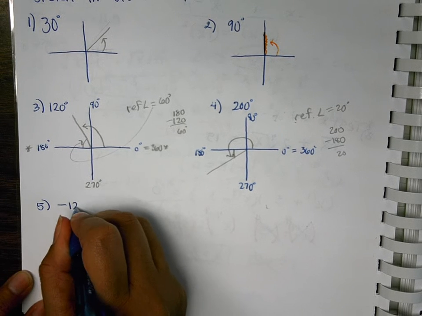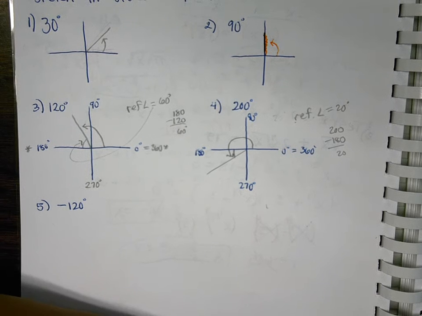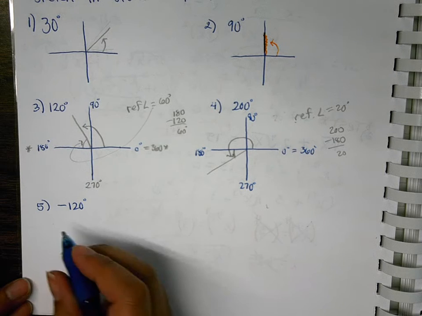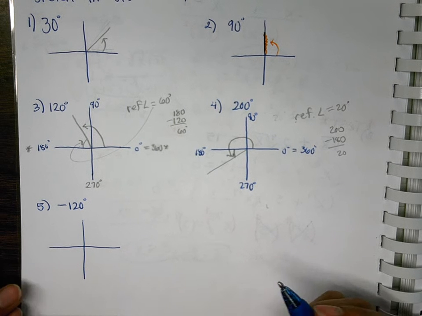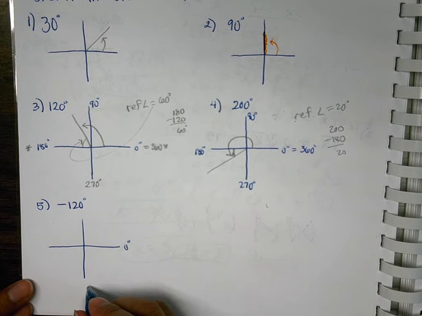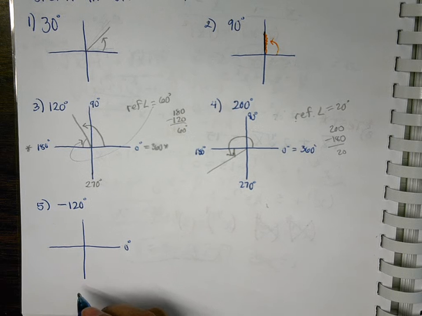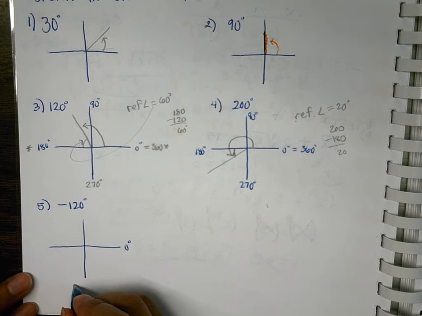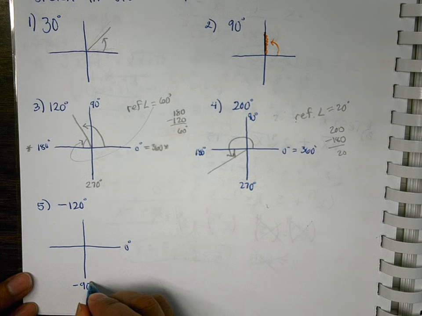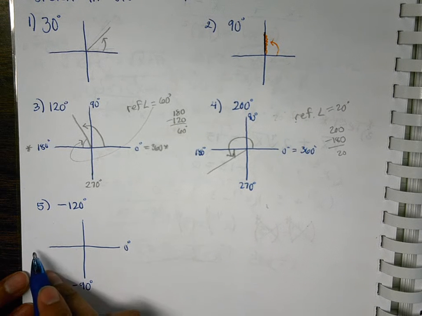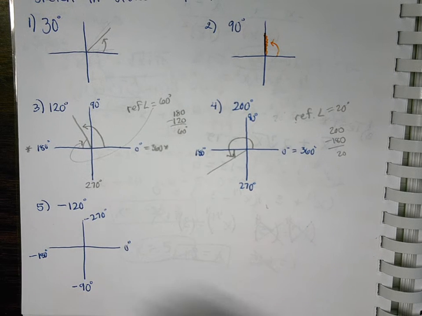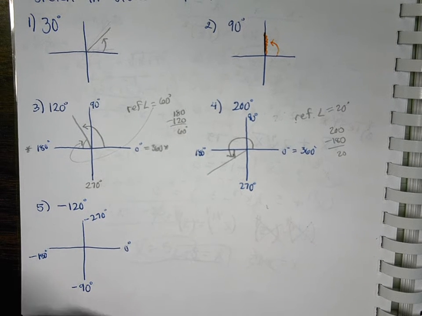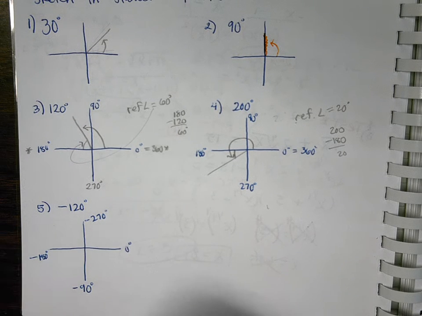Number 5. Negative 120 degrees. How is this one different? Negative. All right, so when you're going in the negative direction, you just want to make sure you put your markings in the correct spot. This is still 0. This down here is not 90, it's negative 90, negative 180, negative 270. Now when you're finding your reference angles, you don't use the negatives, you just use, again, 180 or 360.